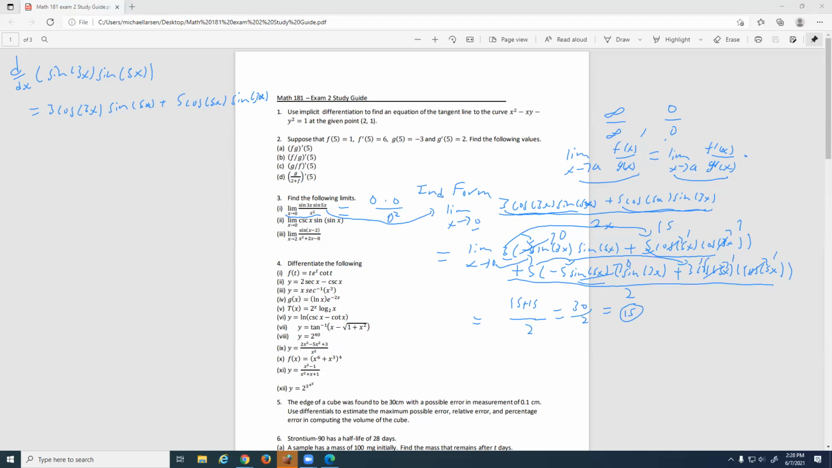All right. Oh yeah, and I should have labeled this. I'll write this over here, 3i. All right, and then for the next one, I will do the second one over here. The second one wants us to evaluate the limit as x goes to 0 of cosecant x times the sine of x.